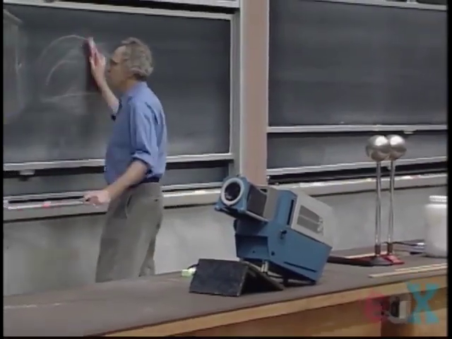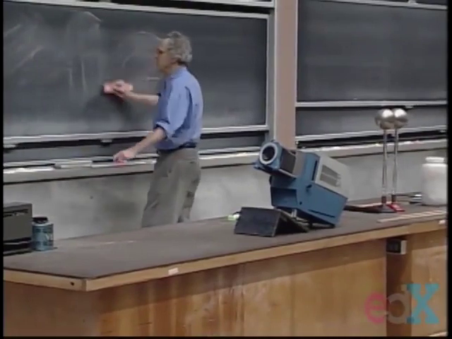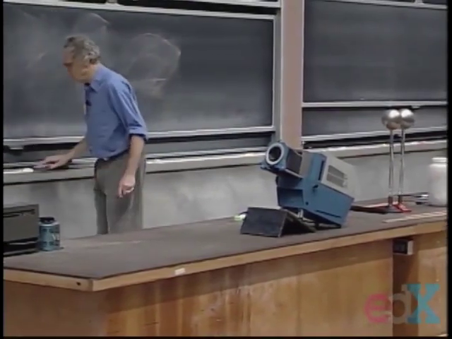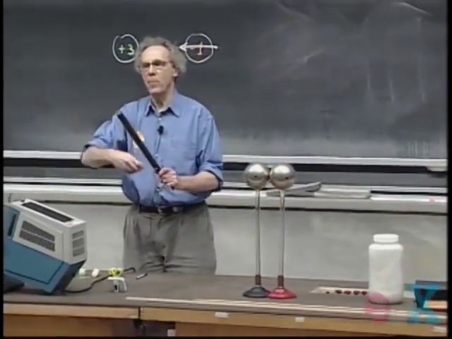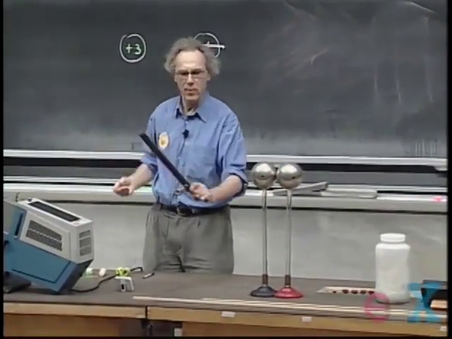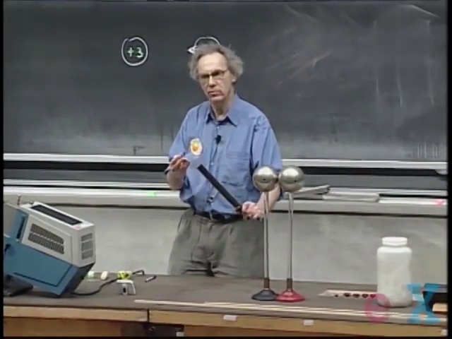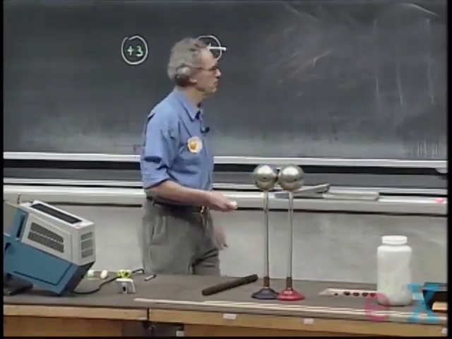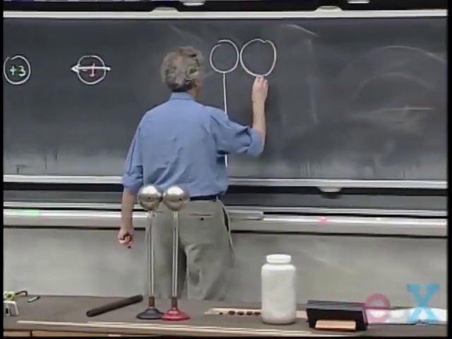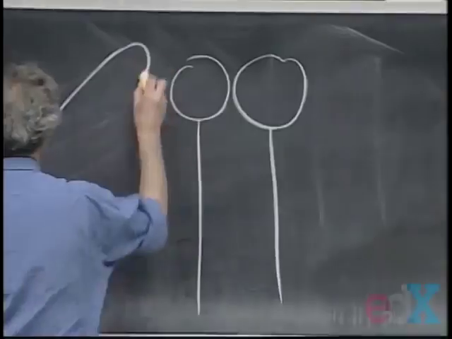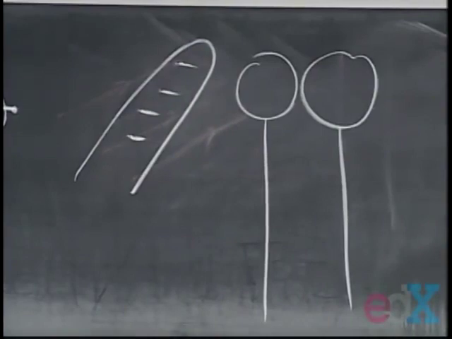Conductors have free electrons, and it's very easy for them to move. I'm going to bring this rubber rod, which I will rub and becomes, I think, negatively charged, if I remember correctly, close to these two metal spheres, which are touching each other. Here is one metal sphere, and here's the other, and here comes the negatively charged rubber.